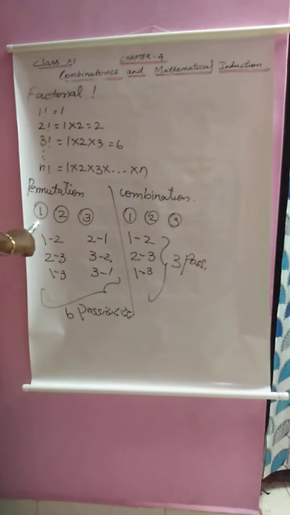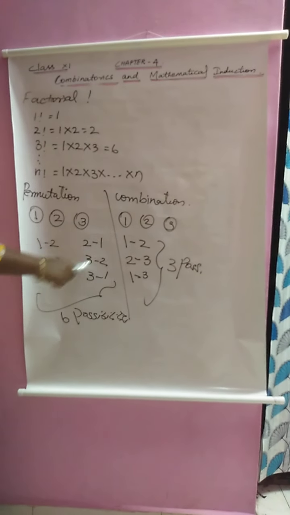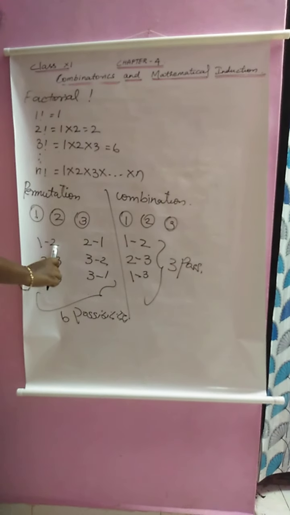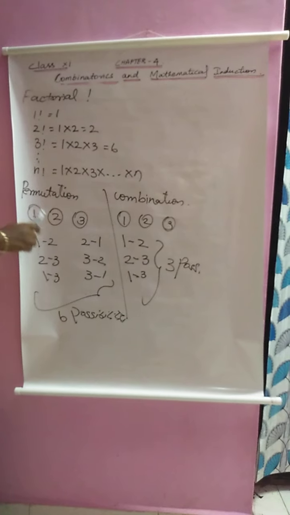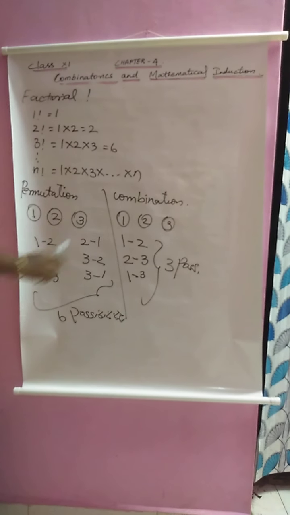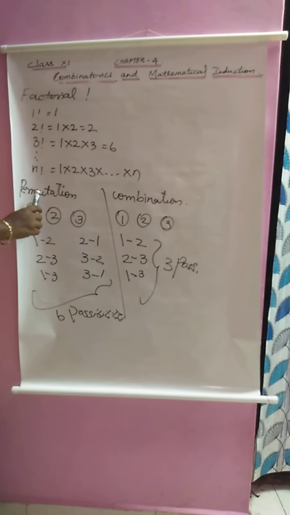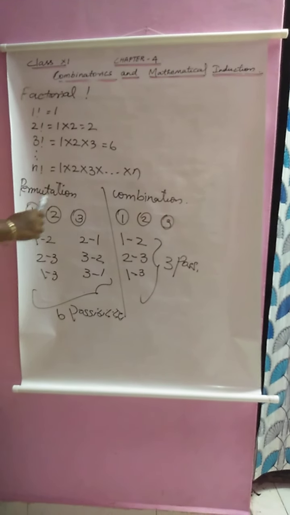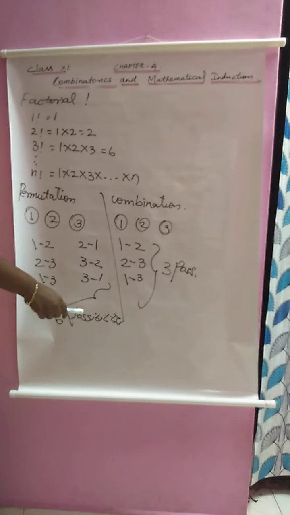So what you observed here is that in permutation, repetition is allowed. That is 1, 2, 2, 1, 2, 3, 3, 2. So repetition is allowed in permutation. But in combination, repetition is not allowed. And in permutation, order matters, and in combination, order doesn't matter.